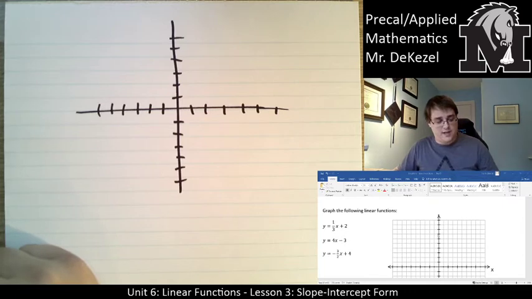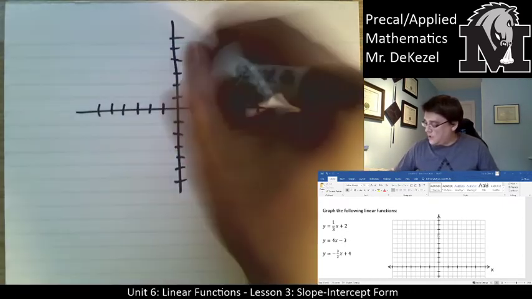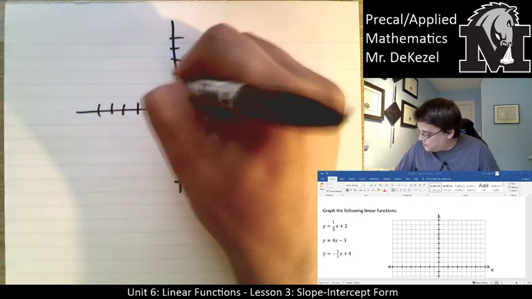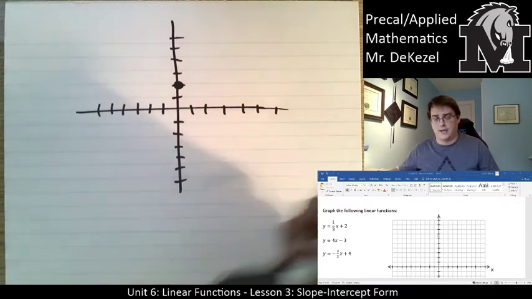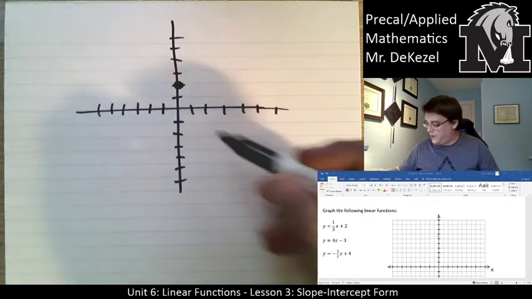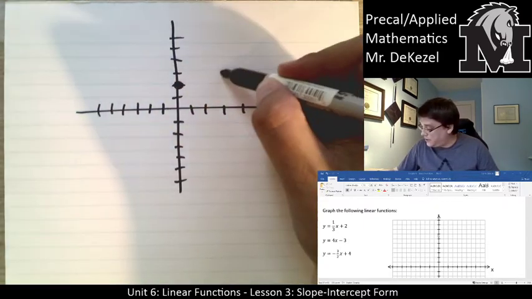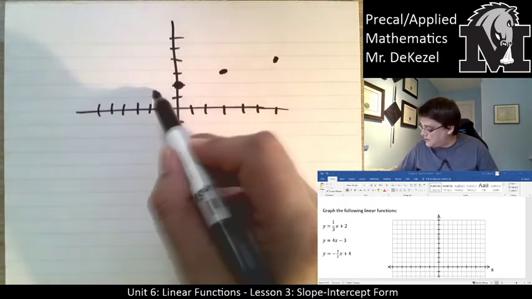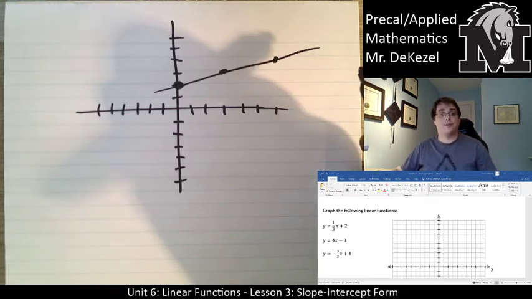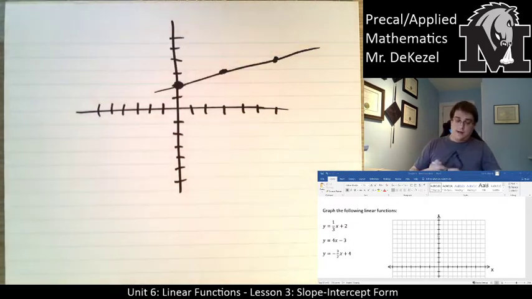So the first line is y equals 1/3 x plus 2. We're going to start at the y-intercept of 2, and we're going to use the slope to count our way to the line. So it goes up 1 and over 3, up 1 and over 3, up 1 and over 3. So our line is going to look something like that. Okay, that is line 1.